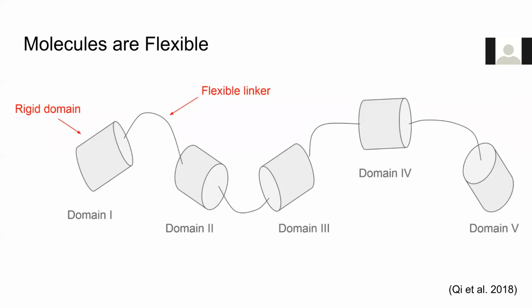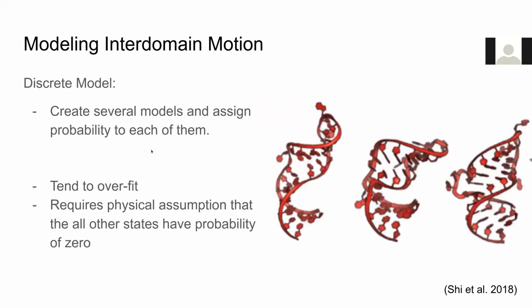As we know, the shape of a biomolecule especially will determine their function, and they're flexible in the solution. Part of the reason is that they might have different domains connected by a flexible linker. So one domain can basically rotate around the other domain via this linker, and they are still connected to each other. In order to model this interdomain motion, previously people used some kind of discrete model, which is basically creating several models and assigning probability to each of them. For example, this one might have a probability of 40%, this one like 20%.